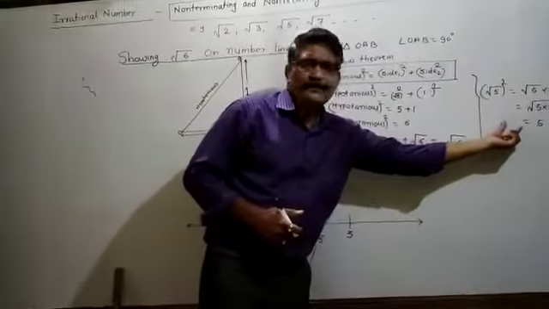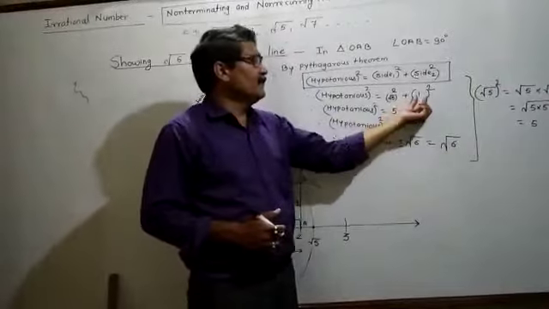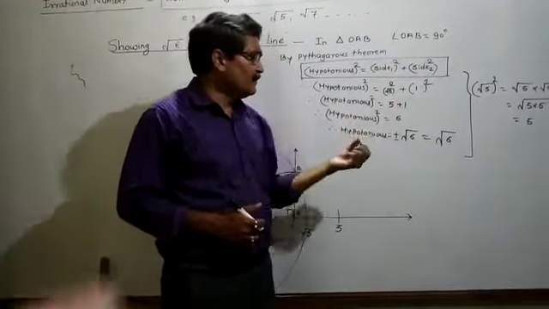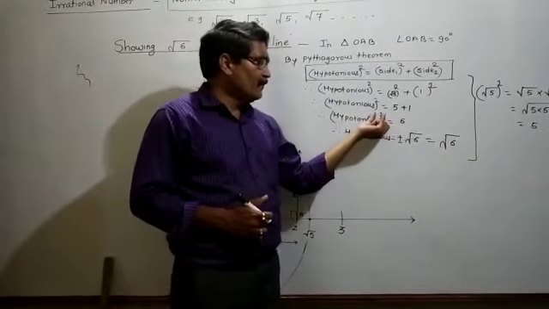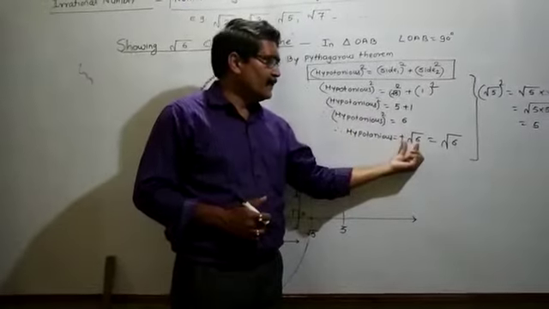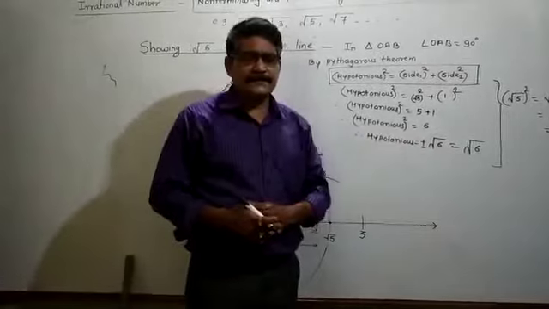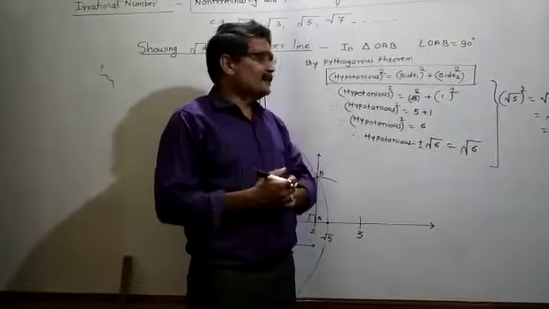I showed how this 5 will come, and then you have to add 1 square, which is 1. 5 plus 1 is equal to 6. Hypotenuse square is equal to 6. Once you remove the square, you have to write hypotenuse is equal to plus or minus square root of 6. Then you have to construct this.